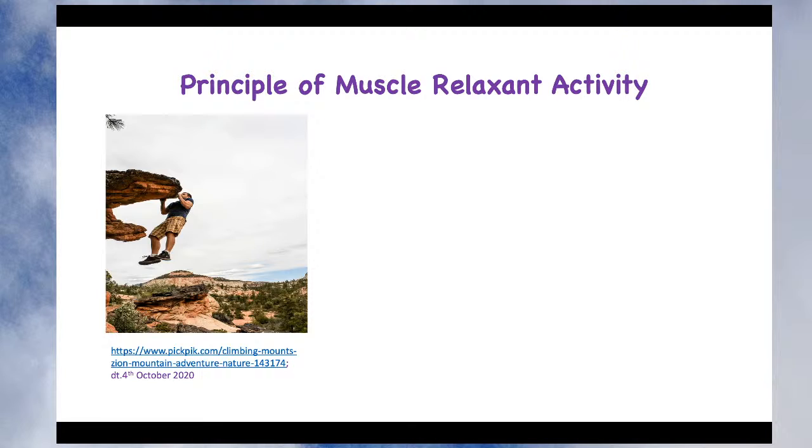Let's see the principle of muscle relaxation activity. If you look at this image, what does this image say? In this image, one person is hanging on the tip of the hill, isn't it? He is hanging on the tip of the hill, and below this person there is a deep well. So what will that person do?